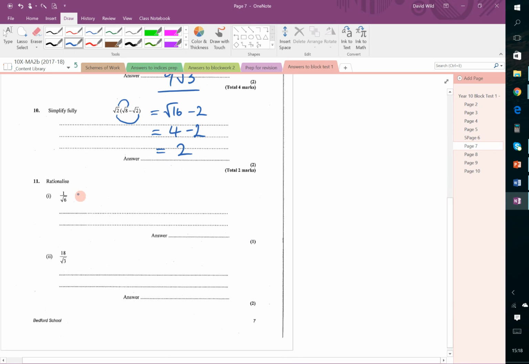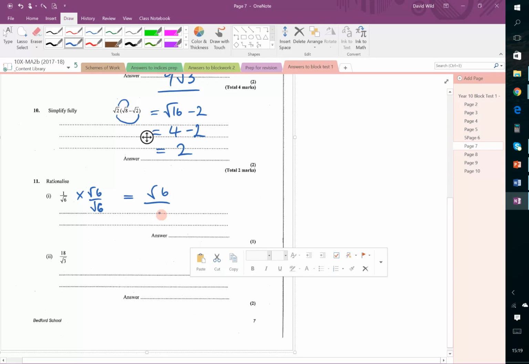Next one. Rationalize. Multiply top and bottom by root 6. If you do that, you get a mark. It's only worth a mark. Multiply the numerators, you get root 6. Multiply the denominators, you get root 6 times root 6, which is 6. That's your final answer.